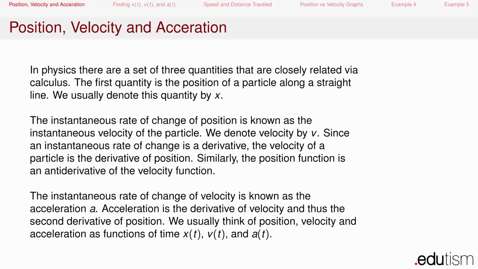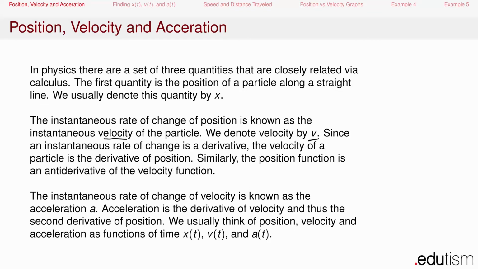In physics, there are a set of three quantities that are closely related via calculus. The first quantity is the position of a particle along a straight line. We usually denote this quantity by x. The instantaneous rate of change of position is known as the instantaneous velocity of the particle. We usually denote velocity by v.